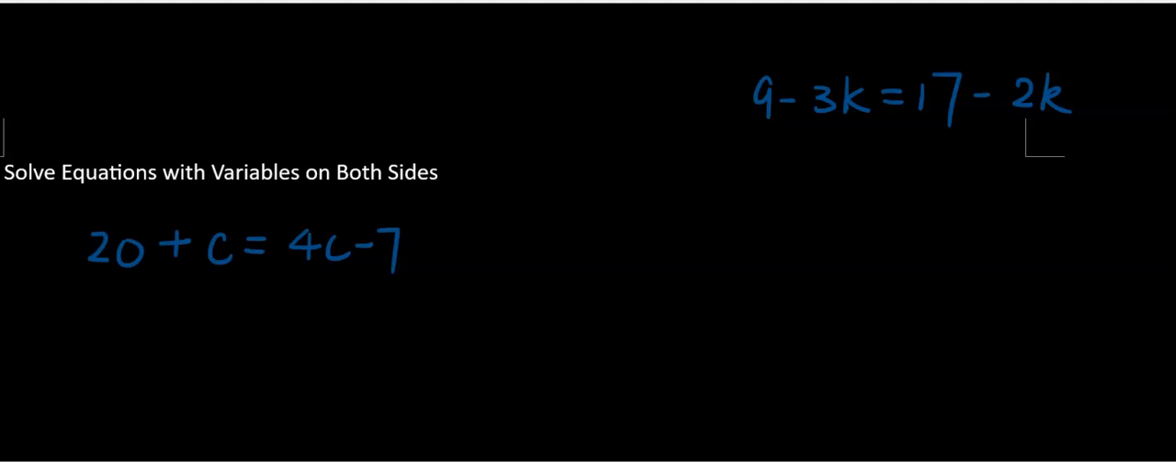Welcome back. This time we have variables on both sides. First step, we're going to decide where you want your variable to stay. I'm going to let the c stay here. You can let your c stay there. Different approaches. If you calculate it correctly, we're going to have the same solution.